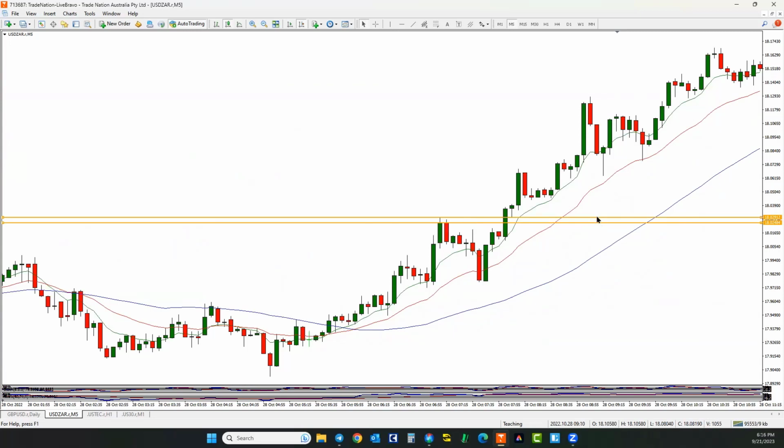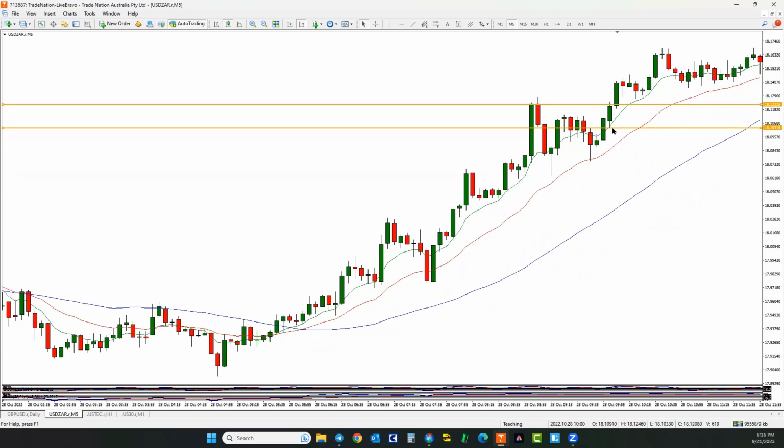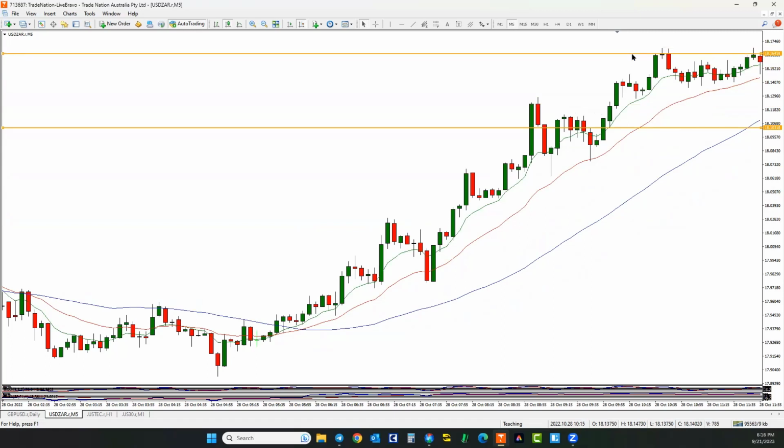Nice little candle continuations there. Let's just move these up so I don't lose them. And we have an evening star there. So that's rather important. Bodies and wicks. And we have a little rejection of the high there. A little doji form here. It's not really a candle pattern of too much note. Maybe a little tiny shooting star or whatever.